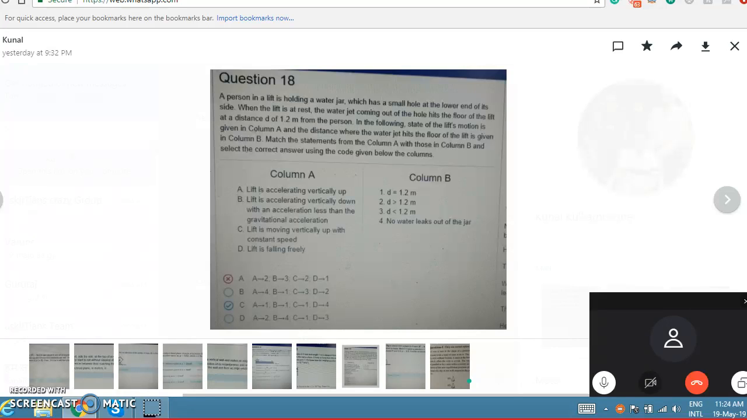So what do we have? Lift is accelerating vertically upwards, d is greater than 1.2. Got it?